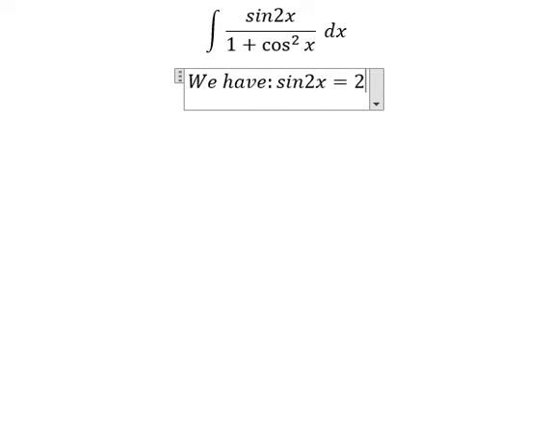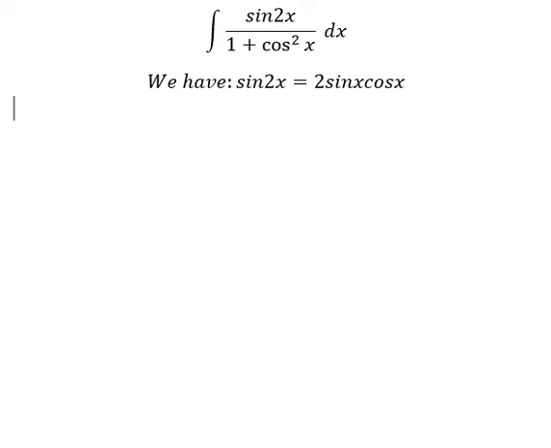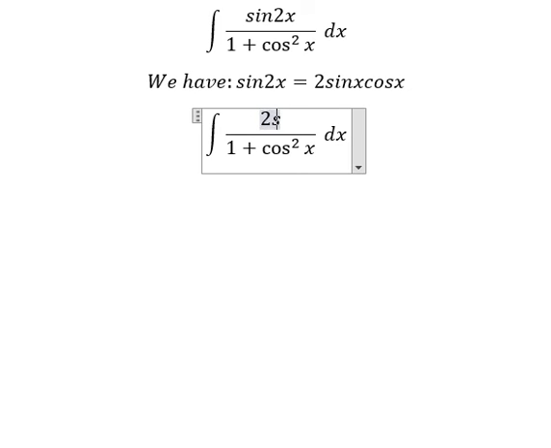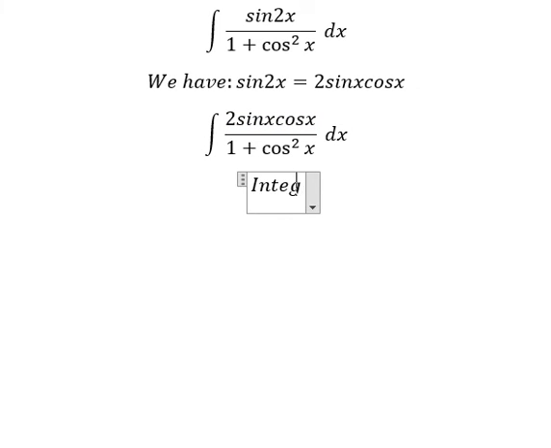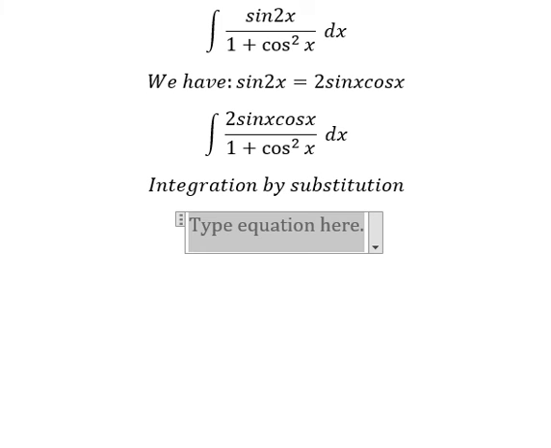Sin 2x, we change for 2 sin x cosine x. Next, we need to use integration by substitution. So I will put u equals 1 plus cosine squared x.